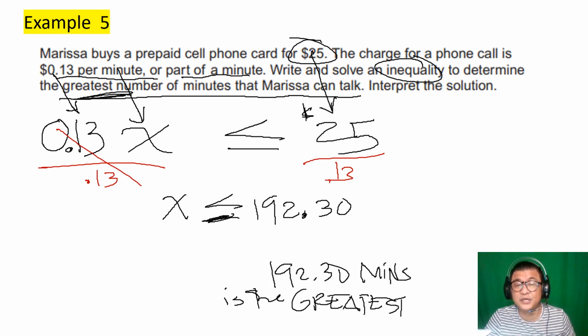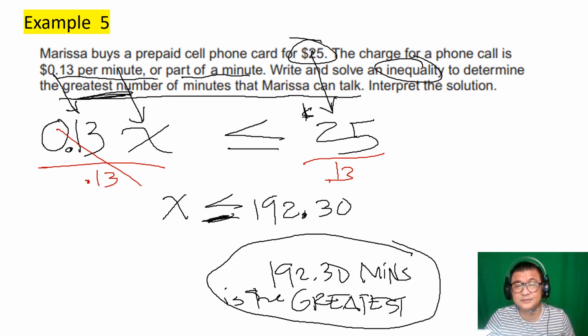She can't go beyond that. She could go less, right? Because it's less than, she could go less, 190 minutes or 10 minutes or 100 minutes, but she can't go over here. This is the maximum.